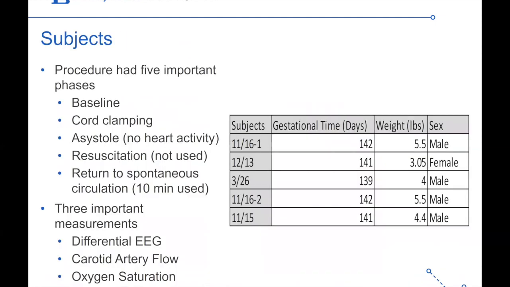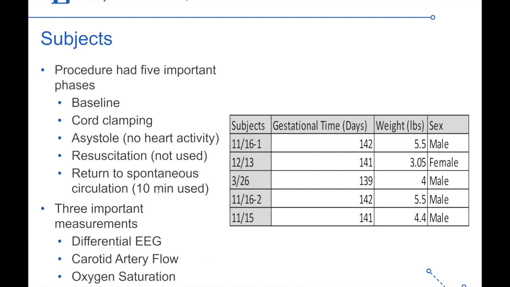Now, Brian looked into 5 subjects, at about 140 days gestation, 1 female and 4 male. This is the data that we received from Dr. Nair and her team while they were doing their own studies. However, we were interested in investigating this EEG, especially the seizure activity, in the animal model and how that recovered after the perturbation.